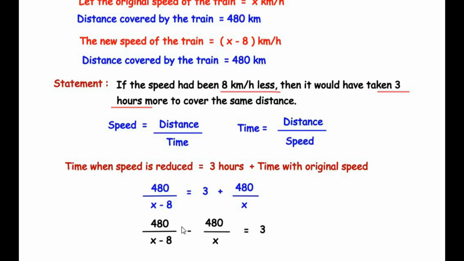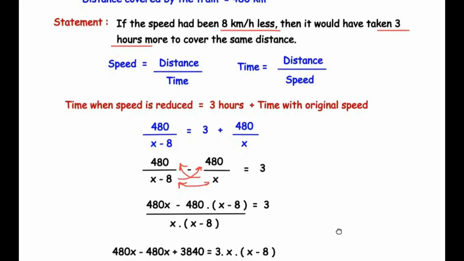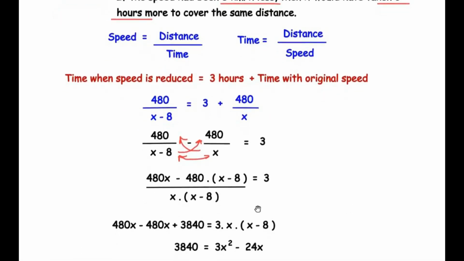Now we are going to cross multiply these two fractions. That is x multiplies with 480 and x minus 8 multiplies with 480 and the denominators will multiply together, giving us 480x minus 480 times x minus 8 over x times x minus 8 equal to 3. Now here simplifying the equation, we get 480x remains the same. Now we are going to expand this bracket.